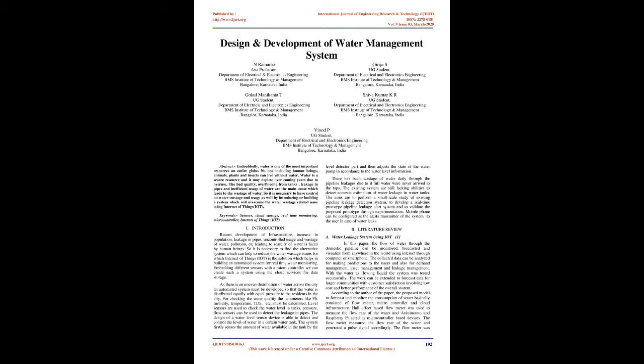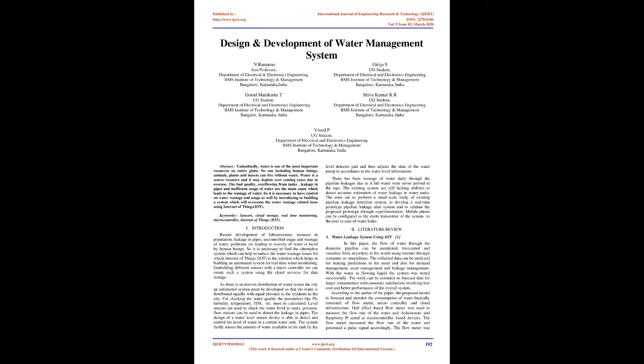The design of a water level sensor device is able to detect and control the level of water in a certain water tank. The system firstly senses the amount of water available in the tank by the level detector part and then adjusts the state of the water pump in accordance with the water level information. There has been wastage of water daily through pipeline leakage. Full water never arrived at the taps. The existing systems still lack the ability to accurately estimate water leakage in water tanks.